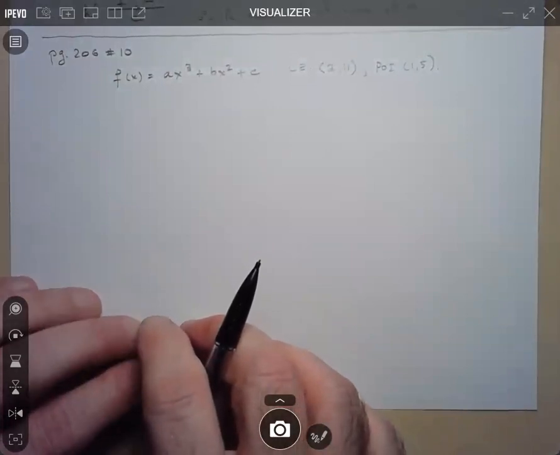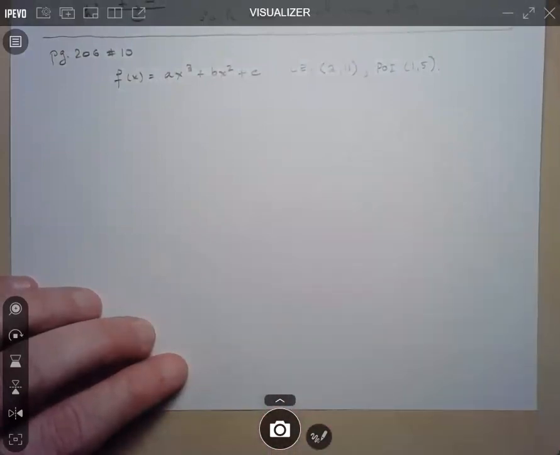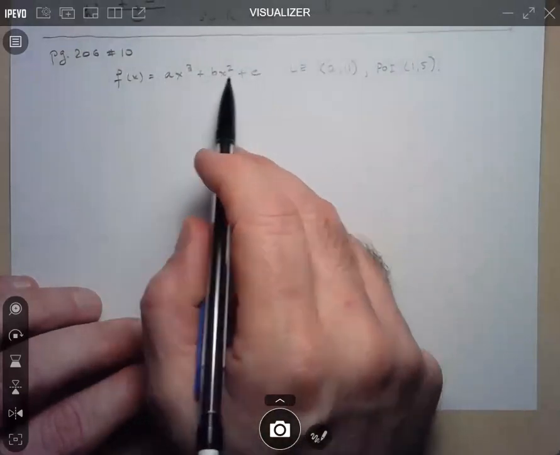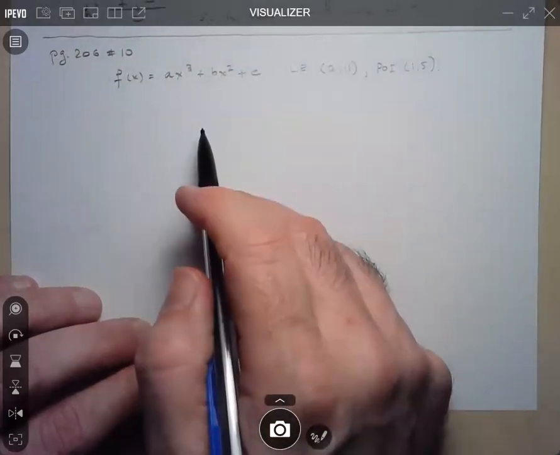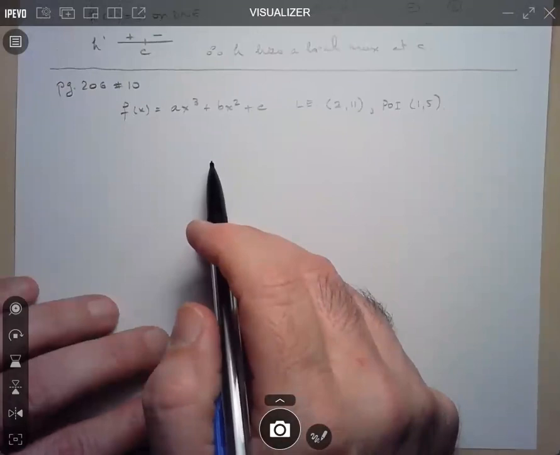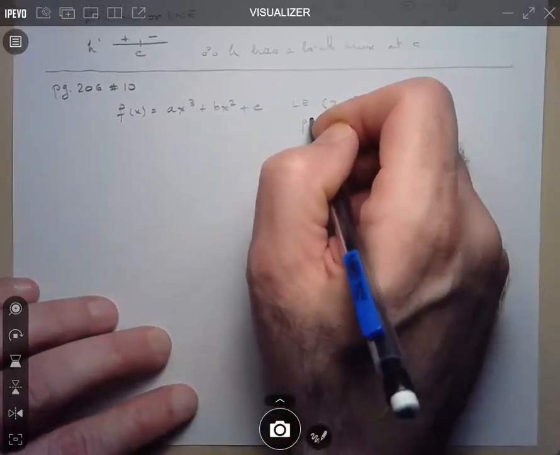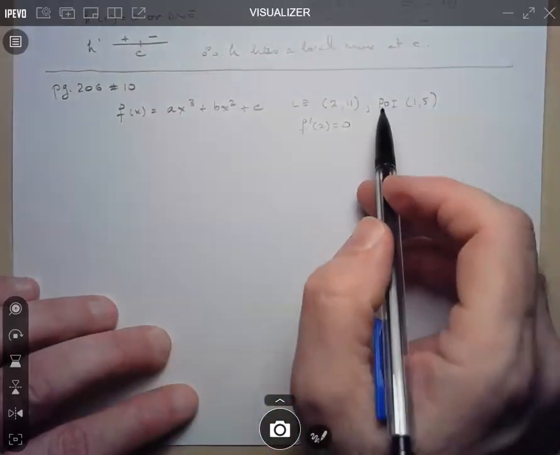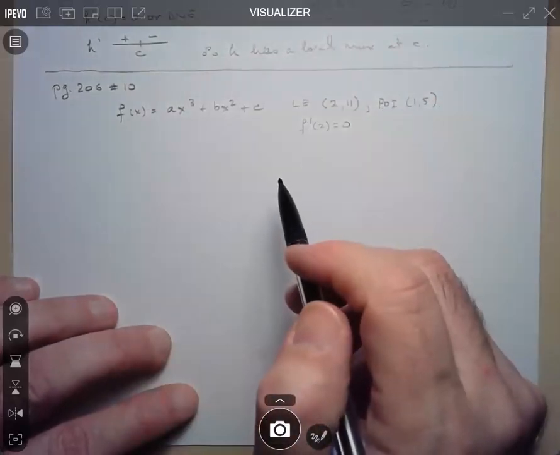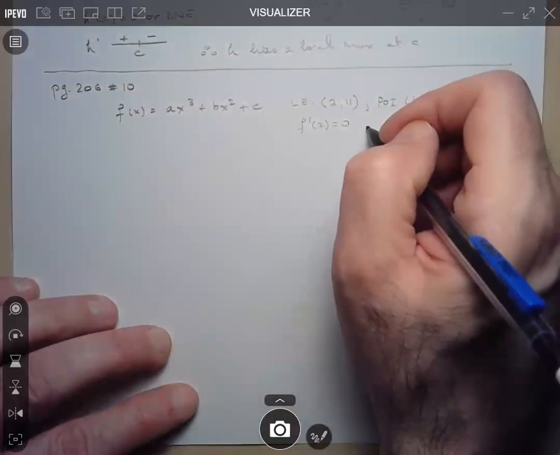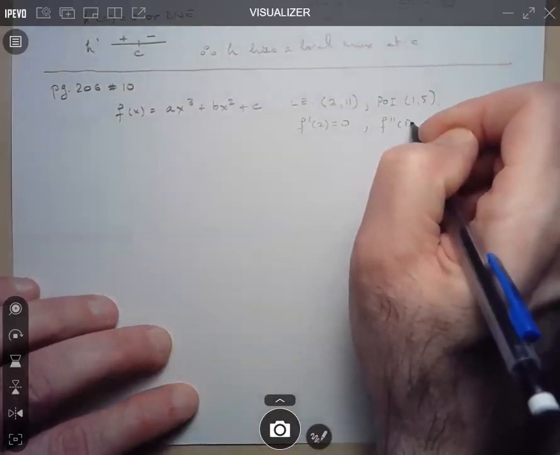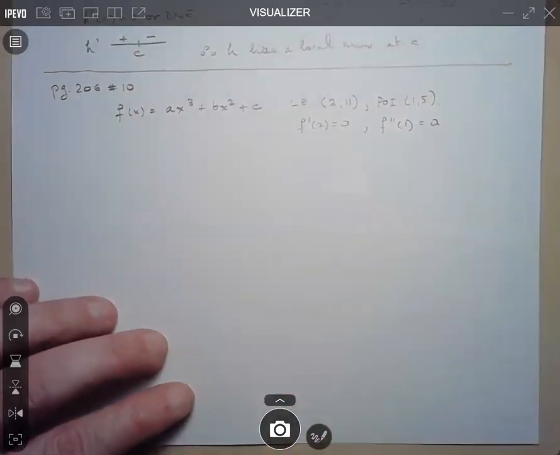So here we've seen this type of question before. Since it has a local extremum at (2, 11), and keep in mind that this is a polynomial, so I don't have to worry about the derivative not existing. And this tells me that f prime at 2 is equal to 0. And here, if there's a point of inflection, we know that the second derivative is going to have to be 0. Okay, f double prime at 1 is going to be equal to 0.